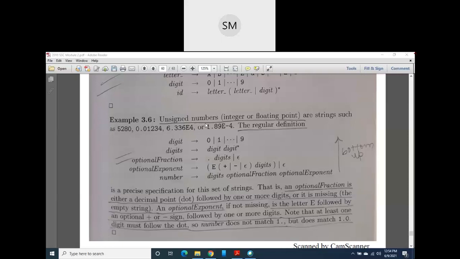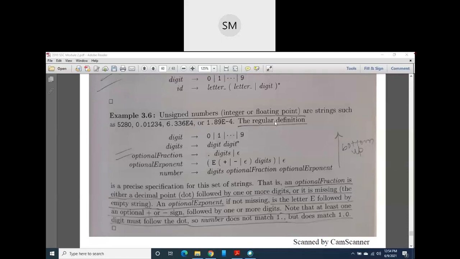And if it is a floating point, there are possibilities of an exponential form of a floating point. So here an integer value may be there or a floating point value may be there. If it is a floating point value, there is a possibility of an exponential format also. That also we should keep in our mind. And these are all unsigned numbers.